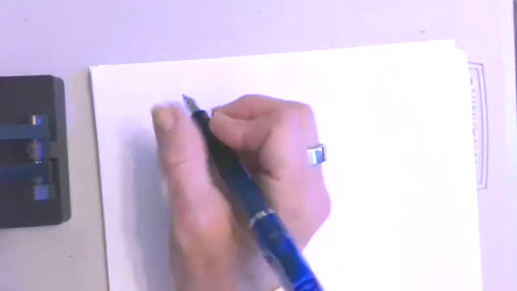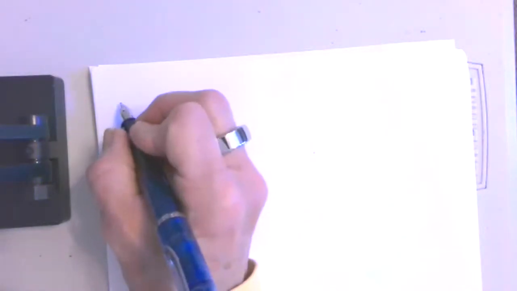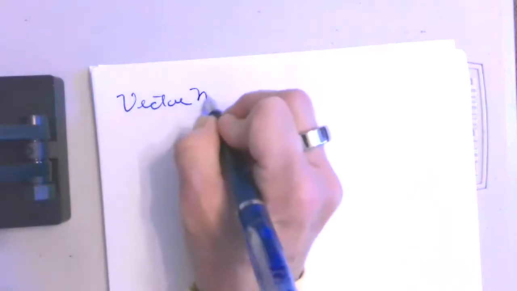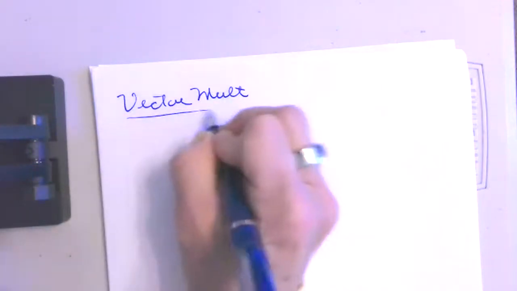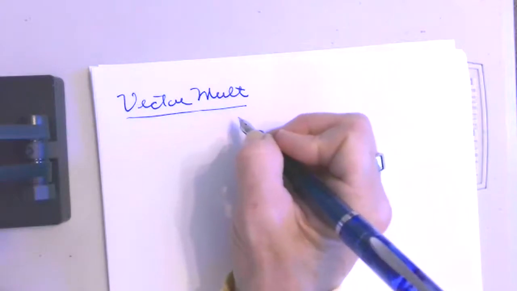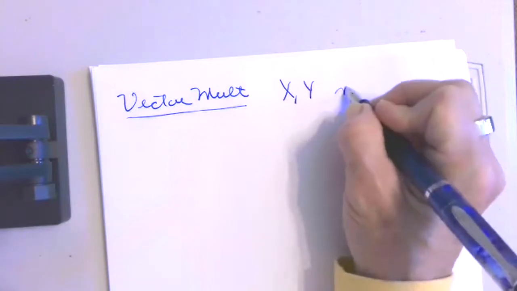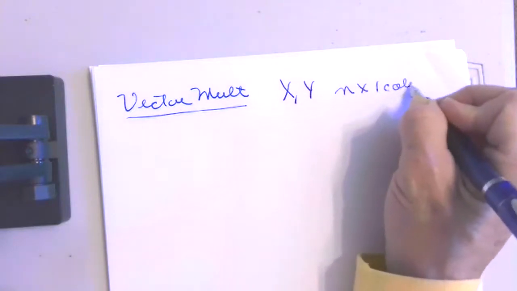Okay, two other properties we need out of this matrix multiplication. There's two other kinds of multiplication. There's something called vector multiplication. So you think of, suppose that X and Y are n by 1 column vectors.